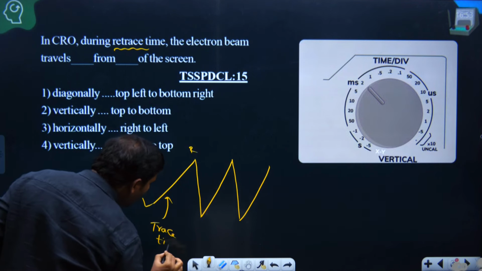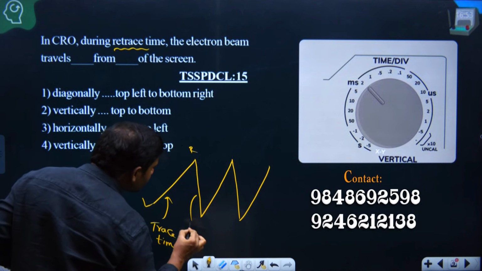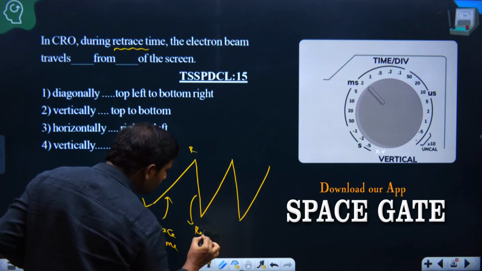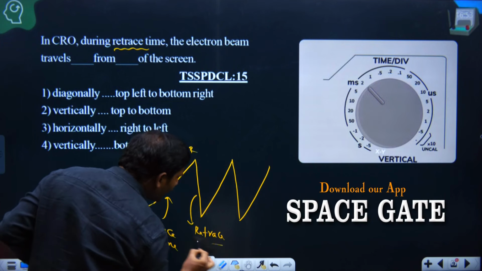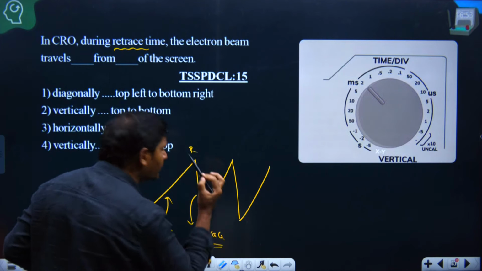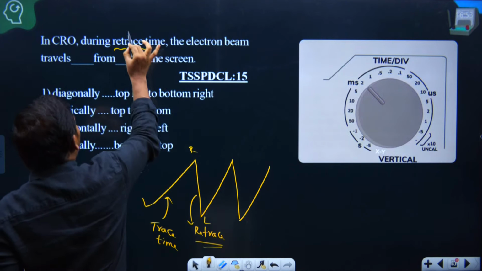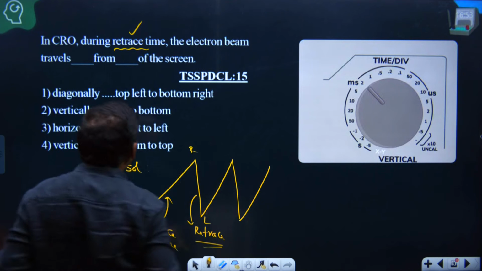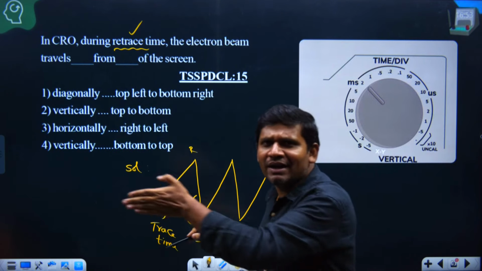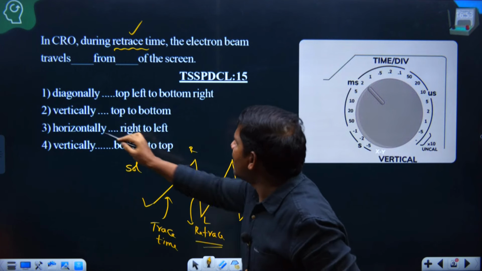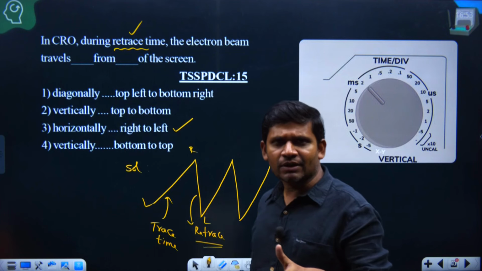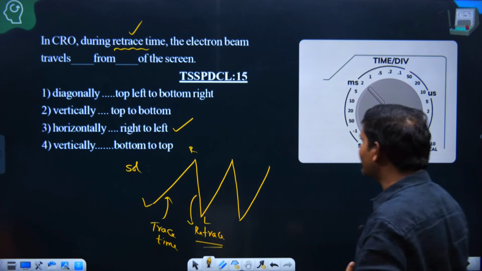And this time is called retrace time, students. During retrace time, the pattern is moving from right to left. The question is asked during retrace, and the pattern is moving from right to left. Always the pattern is driven horizontally, so horizontally it is right to left. That is, option 3 is the right answer. Clear? Concentrate. Next one.